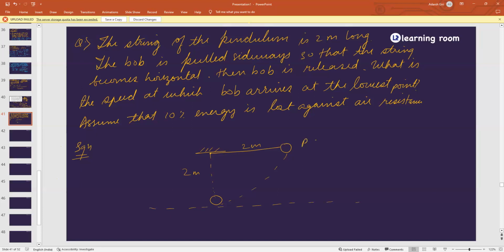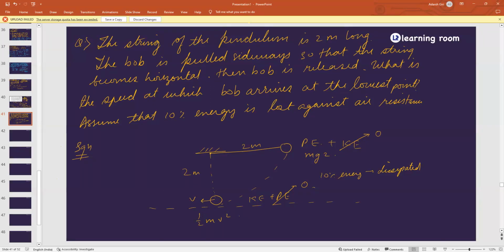Initially it has positive potential energy and zero kinetic energy. Here it has kinetic energy, but potential energy is zero because no height is there. So here we can write mg into h, where h is 2 meter. Here, if it has gained the velocity v, it will be half mv square only. But in the process, from here to here, 10% energy is lost, dissipated. 10% energy is dissipated.